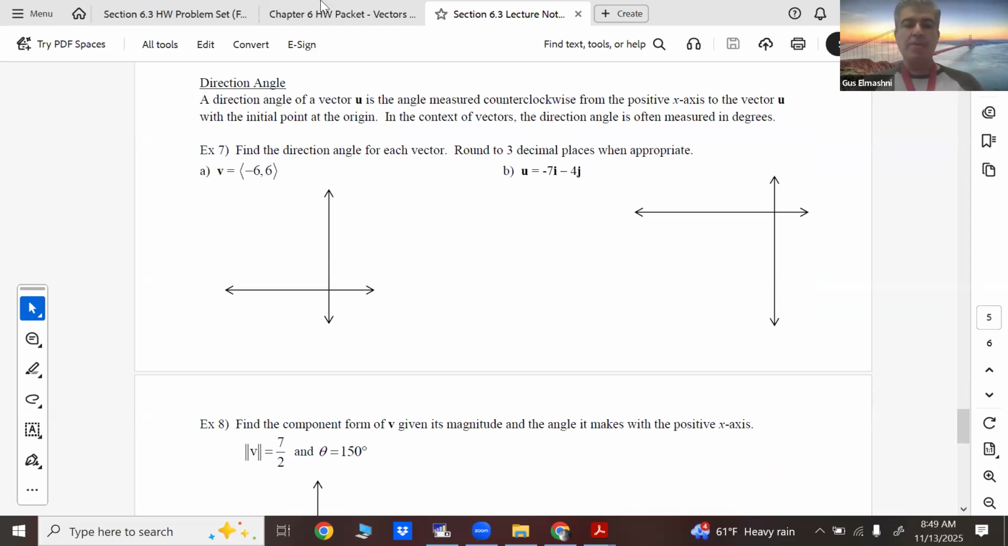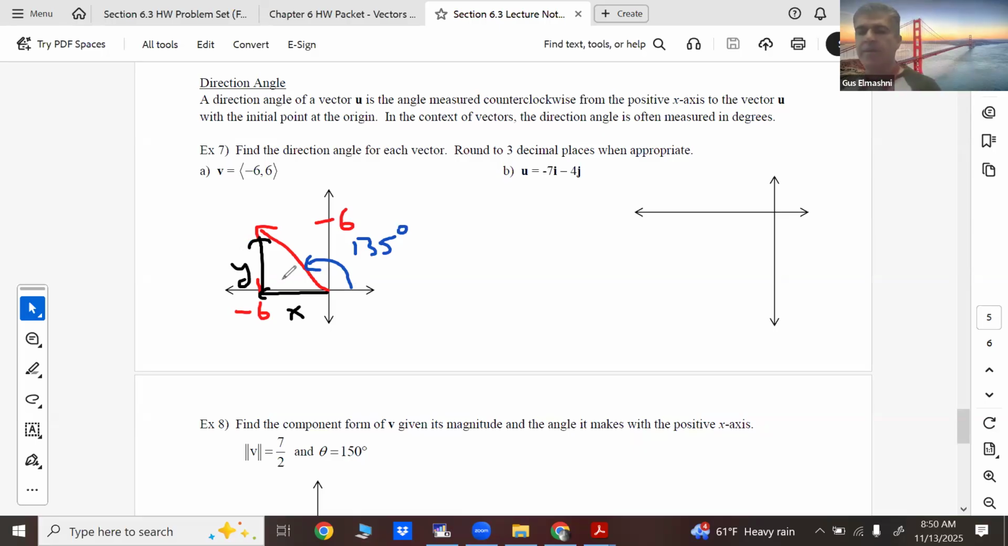So if you want to do -6, 6, it would look kind of like this, right? That's a -6. That's a 6. And the angle looks like this. Now, just using basic right triangle geometry, I know it's 135 degrees. How do you think I know that? 45, 45. Exactly. It's a 45, 45, 90 triangle. When I try to connect this with this, here's X, here's Y, clearly I know I'm going to have a 45, 45, 90 right triangle, right?